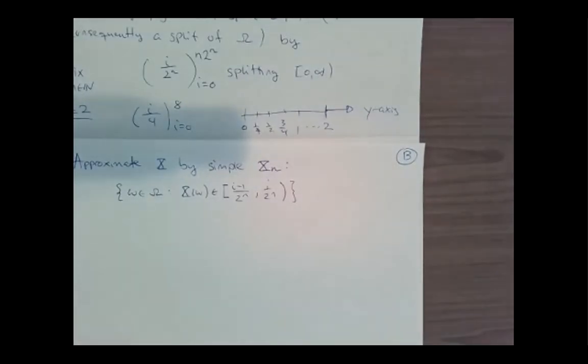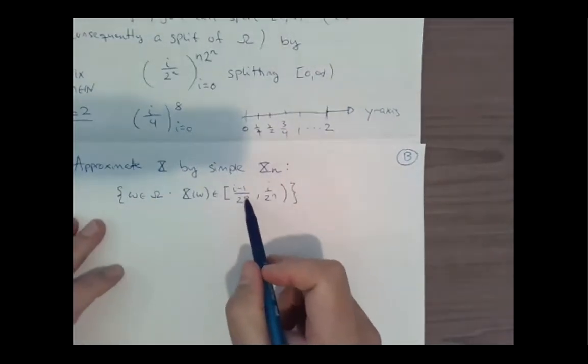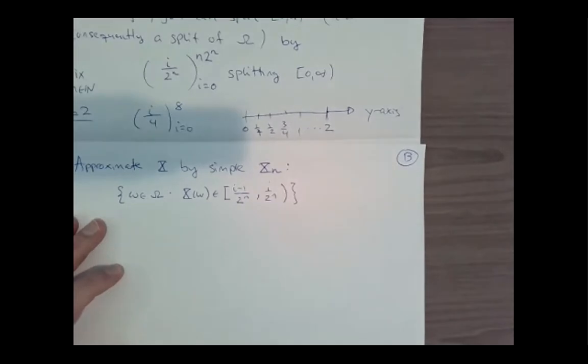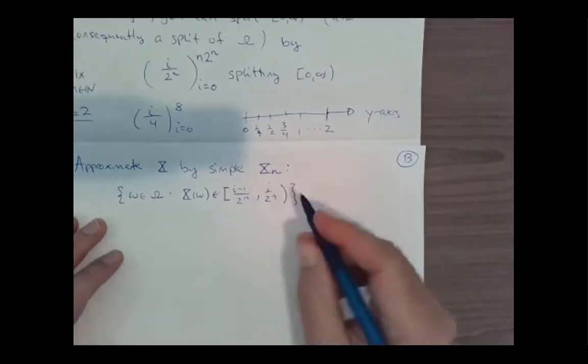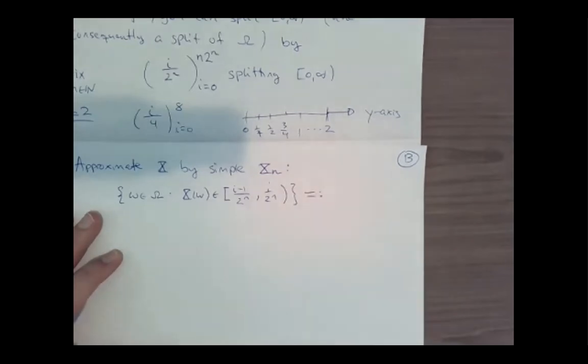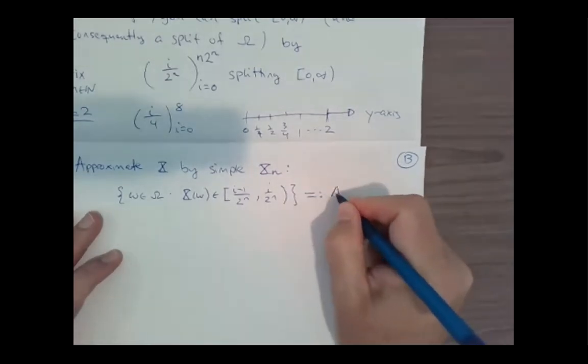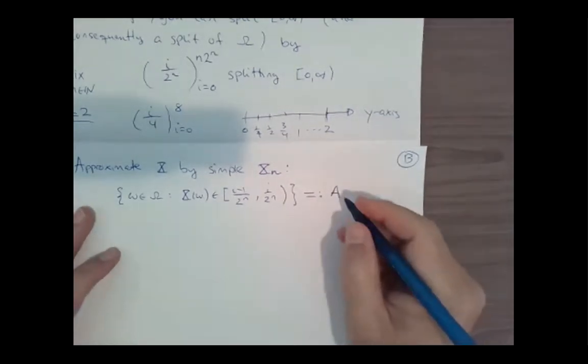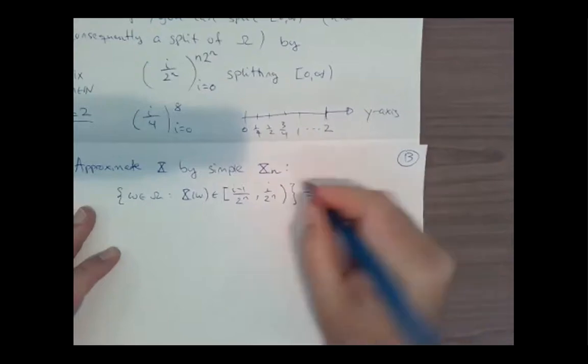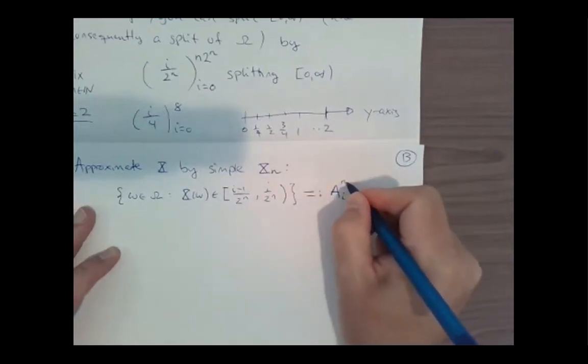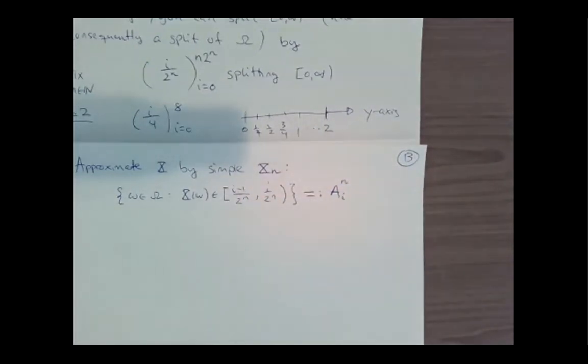Right, so this is going to give me a way to split my omega. This here I could call A_i, and then there's also an independence. Let me put the n up there.